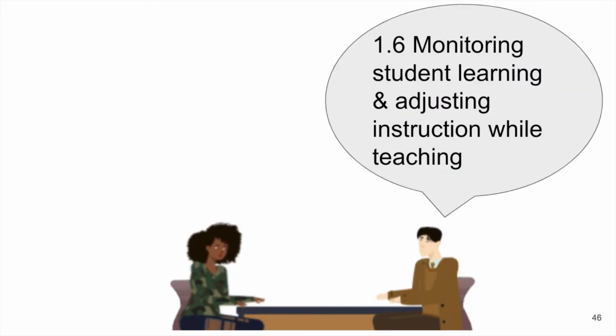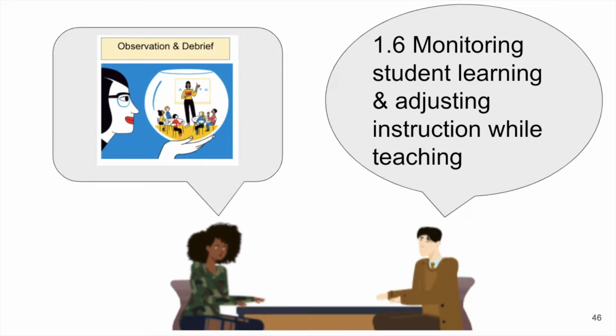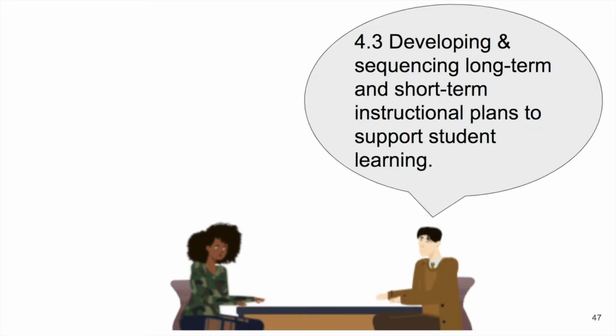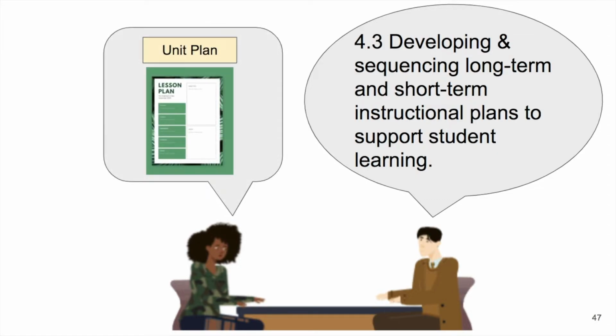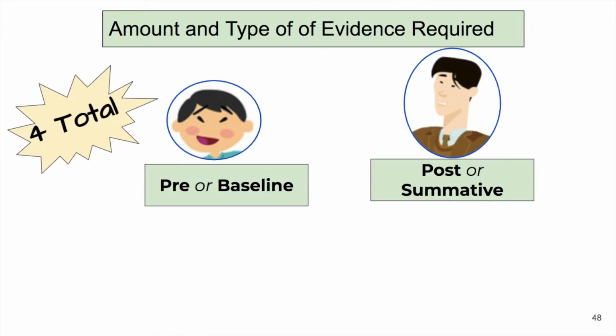For example, if the goal is 1.6, monitoring student learning and adjusting instruction while teaching, the observation tools could be a good source of evidence for this goal. However, if the goal is 4.3, developing and sequencing long-term and short-term instructional plans to support student learning, a unit plan may capture the evidence better to show progress in this goal. For each goal cycle, 4 pieces of evidence must be linked.